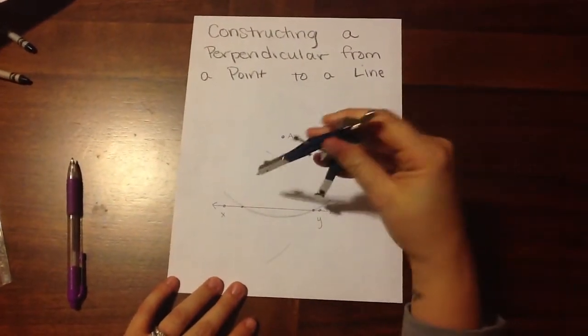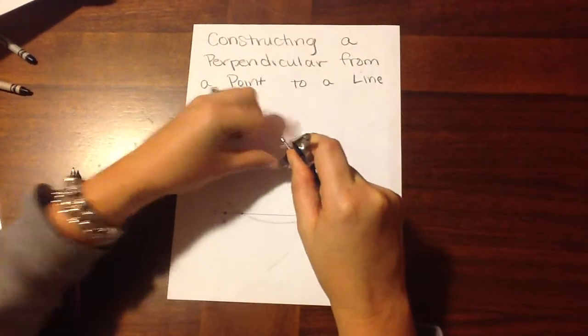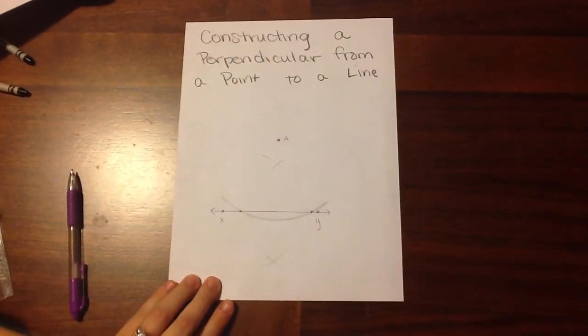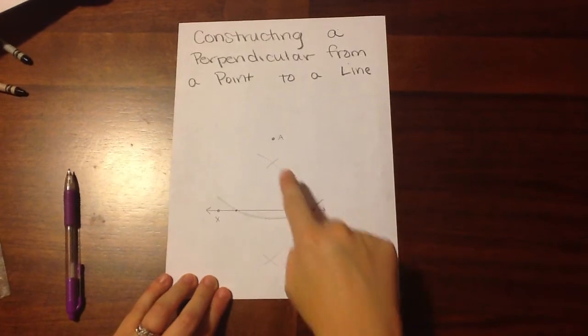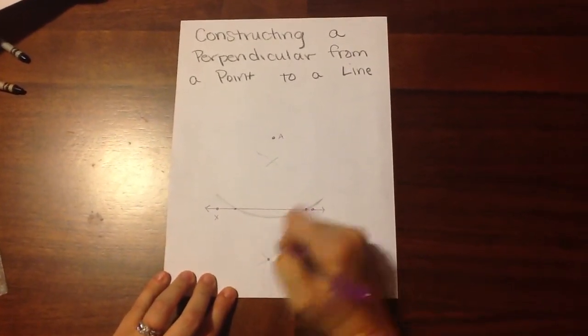Now notice I haven't changed the width at all. I'm going to go from the other point. I'm going to sweep up and down. The sweeps are going to meet. I'm going to make points there just so that I can line it up a little bit easier with my ruler.